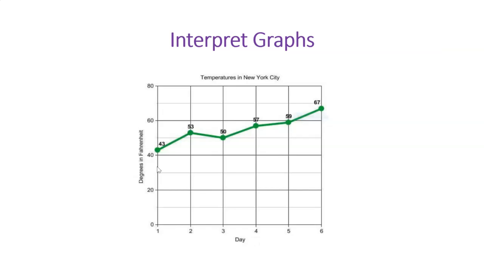Let's first start with interpreting the graph. As you can see, this is your x-axis right there. It's showing you the number of days. Day 1, day 2, day 3, day 4, day 5, and day 6. Here we are looking at the temperatures in New York City. This represents the y-axis, which is the degrees in Fahrenheit. As you can see from the graph, 67 is the highest temperature that it reached, on day 6, and 43 is the lowest temperature, on day 1.